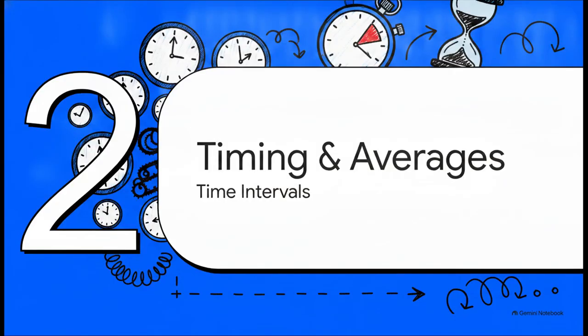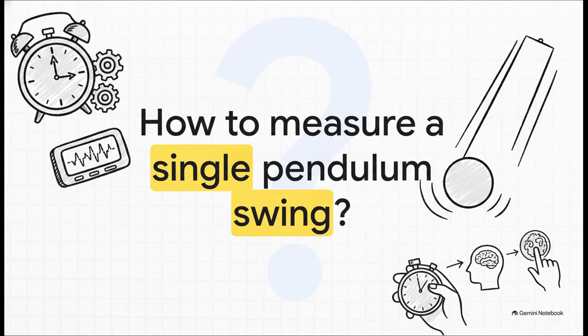Moving right along, Section 2, timing and averages. In physics, we're constantly using clocks and digital timers to track events. But consider this for a second. How do you accurately measure the exact time of a single rapid pendulum swing? We call that its period.